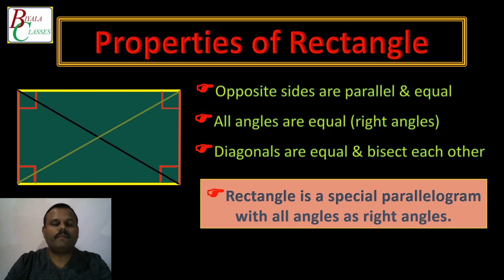So you can see the difference between the rectangle and the parallelogram properties if you go through them. There are only slight changes: in a parallelogram the opposite angles are equal, whereas in a rectangle all the four angles are equal, and that too they are 90 degrees each. Rest, the diagonals in a parallelogram are not equal, whereas in a rectangle they are equal.